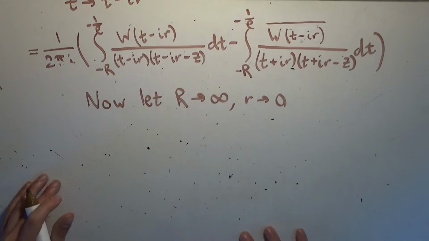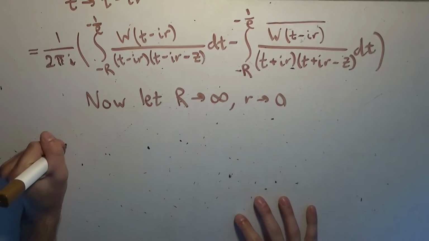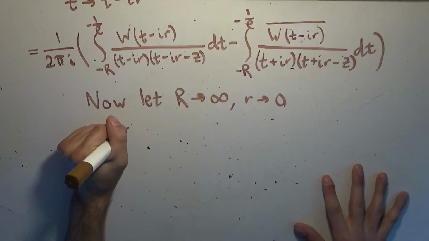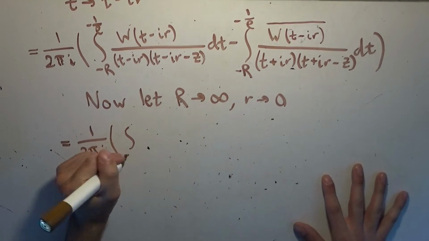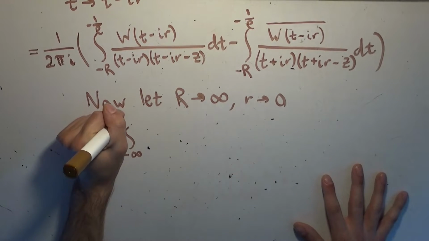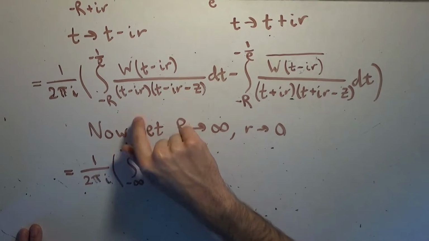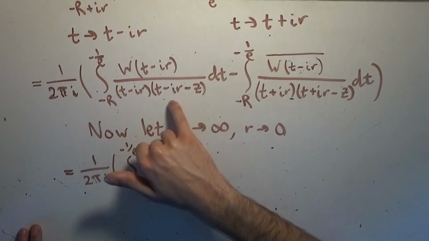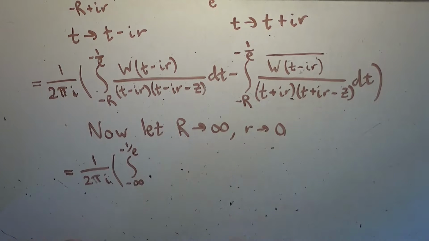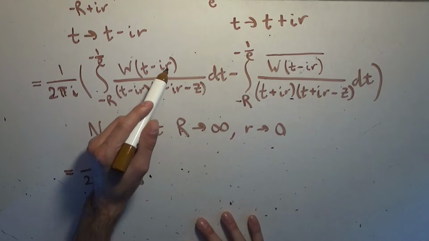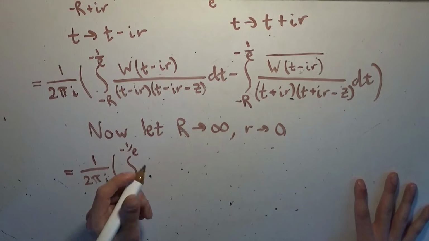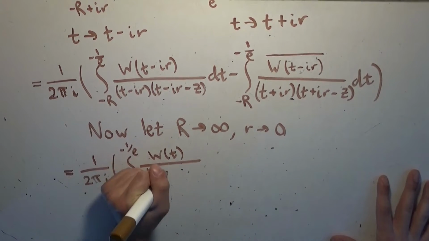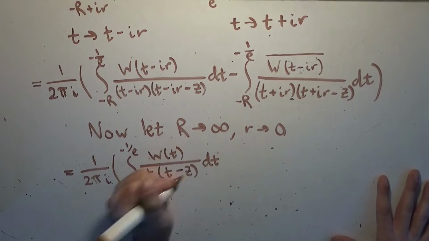And what happens when we do that is we end up with 1 over 2 pi I times the big quantity, which contains the integral from negative infinity to negative 1 over e. Well, now look what happens. All the little r's are not the bounds of the integral anymore. They're just these little parts in here. And so as little r goes to 0, this goes to 0, that goes to 0, and that goes to 0. And we're actually just left with the integrand that we had before: W of t over t times t minus z dt.